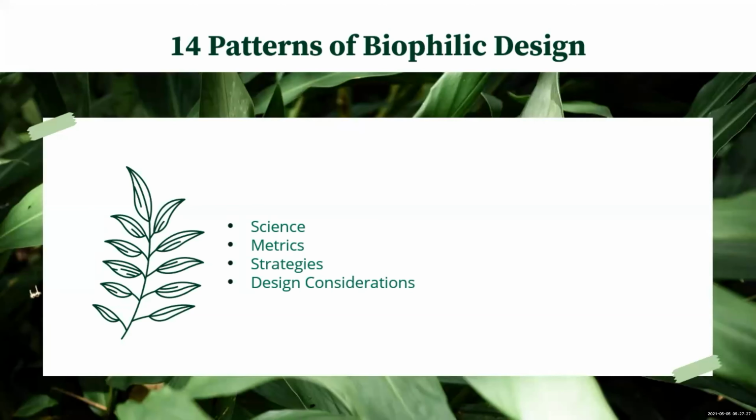One of the main aspects of biophilic design is the 14 patterns of biophilic design. So this provides extensive opportunities for the successful design and implementation of biophilia. The patterns are, in essence, an informative plan, and they lay out a series of tools used for understanding opportunities with biophilia. So with the 14 patterns, there is an inclusion of the science behind each pattern, metrics, strategies, and considerations for how to use each pattern.